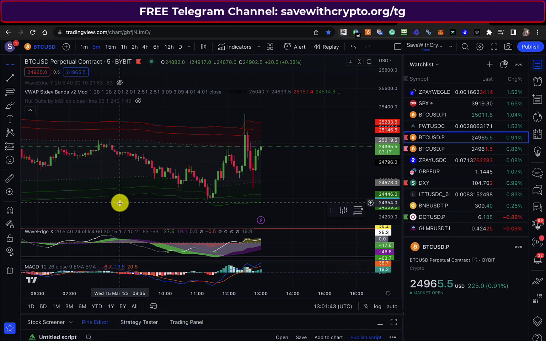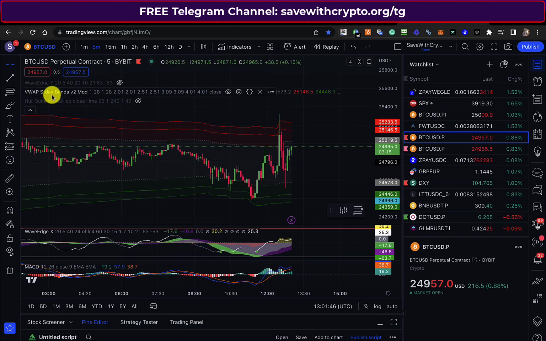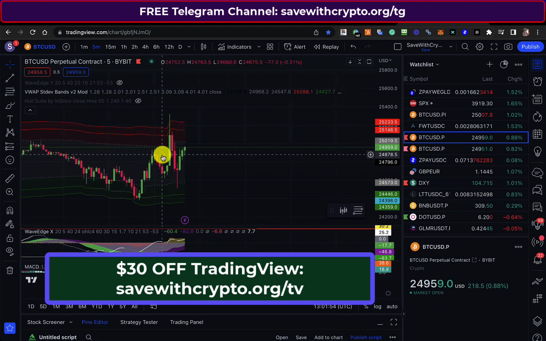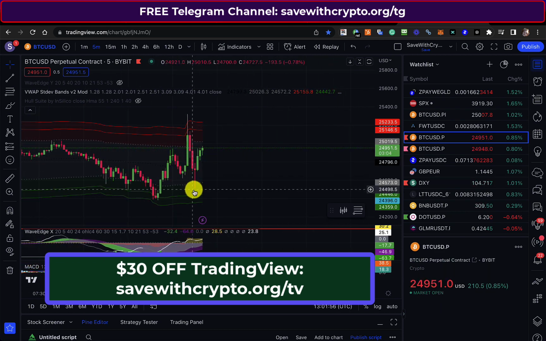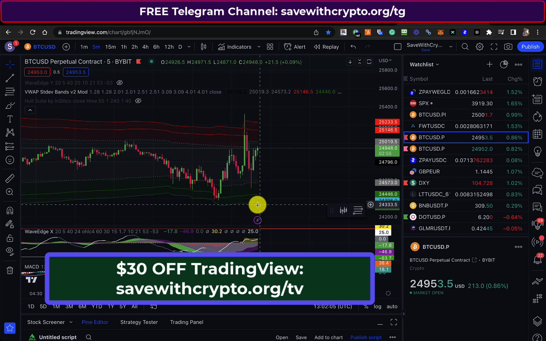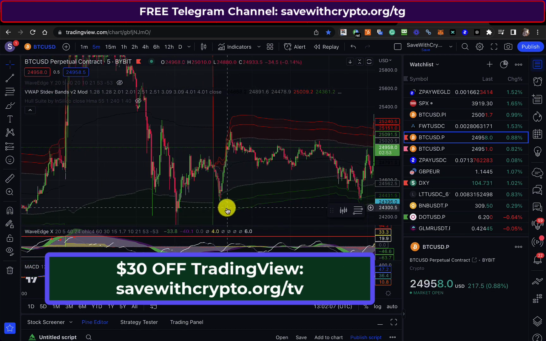I was basically just noting with the VWAP, Standard Deviation Bands version 2 mod indicator that you can get on TradingView. It's a free indicator, by the way. I was noticing with this that occasionally there will be a wick that comes down to this dotty line here, and in more severe cases, it will go to the first green line and then the second green line. You can see that back here.